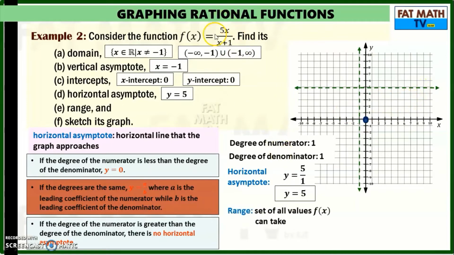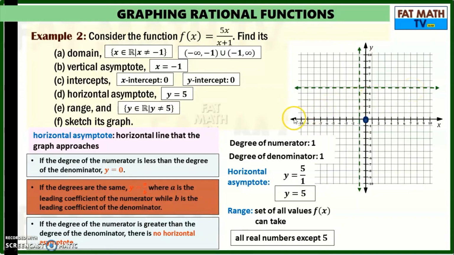So the range, if this is this common type of rational function, the range will take all real values except the value of this asymptote here, that's 5. So y can have any real value except 5.